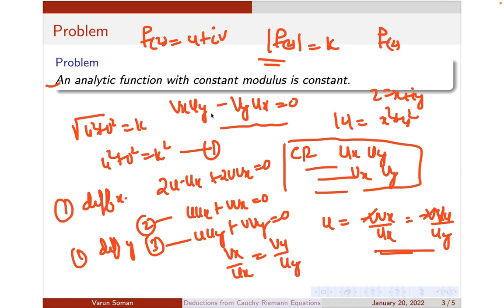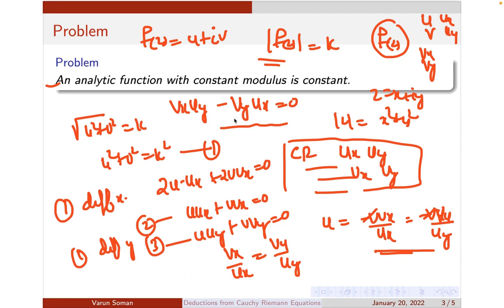Now I am going to use the CR equations. What are CR equations? My aim is to show that f is a constant. So I am going to show that u and v are constant here. For that you have to show that either the derivatives ux and uy are 0, or the derivatives vx and vy are 0. So I have to show that. Okay, my aim is to show that f is a constant, so I have to show that u and v are constants. That means I have to show that ux, uy or vx, vy are 0. That is what I am going to do, and I will show it from this relation itself.